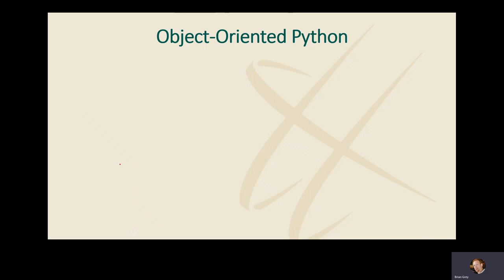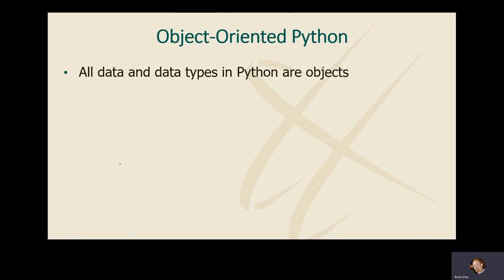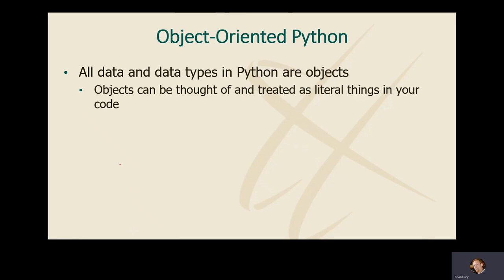Python is also an object-oriented language. We're going to talk more about this in the next module in the future. But for now, what's useful to know is that all data and data types in Python are objects. And objects can be thought of as a literal thing, a literal noun, right? That exists and that has state and behavior, okay?